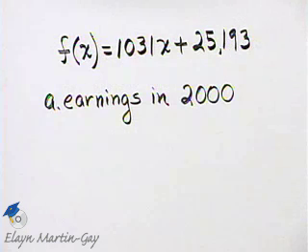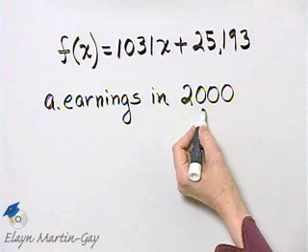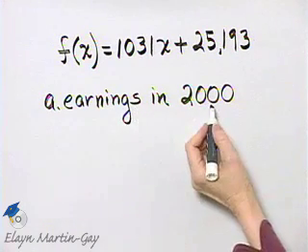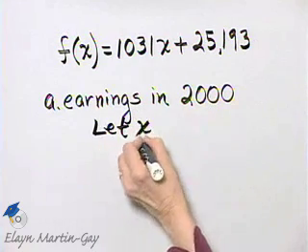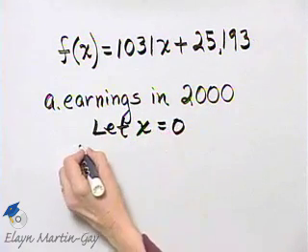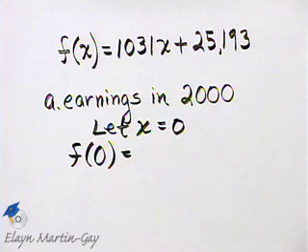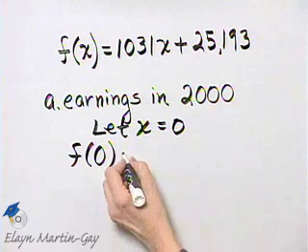Let's look at part A. Let's find the average earnings in 2000 for a high school graduate. So to do so, remember, x is the number of years after 2000. Since I'm interested in earnings in 2000, we let x equal 0, and we find f(0). So f(0) is, let x be 0.